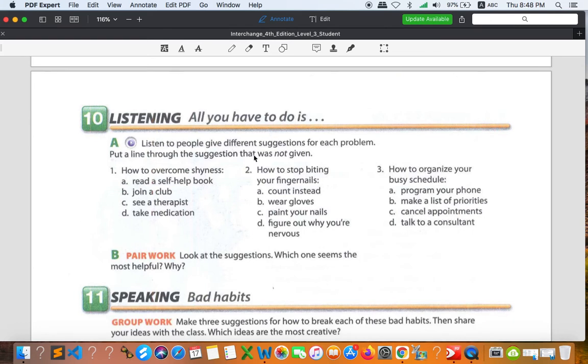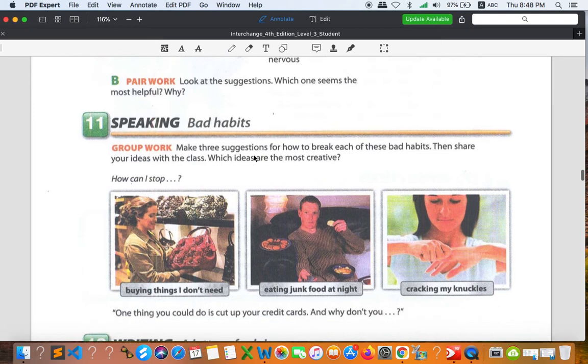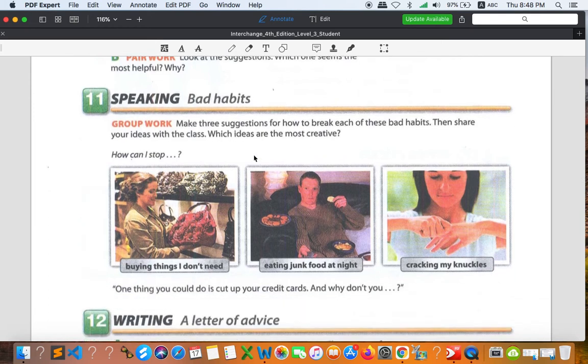All right, so let's go to number 11. We have a little talk about this activity, bad habits. Make 3 suggestions for how to break each of these bad habits, and then share your ideas with the class. Which ideas are the most creative? So these are bad habits. Perhaps you might have some of these, I don't know, maybe one of these. Let's see the first bad habit. Buying things I don't need.